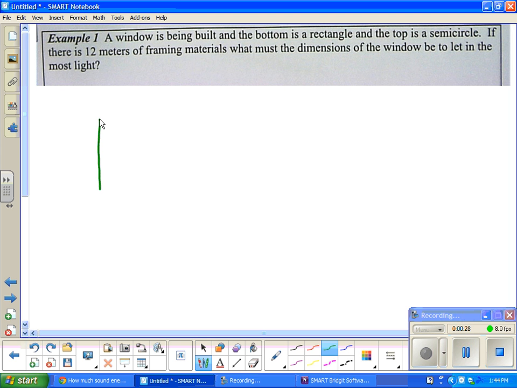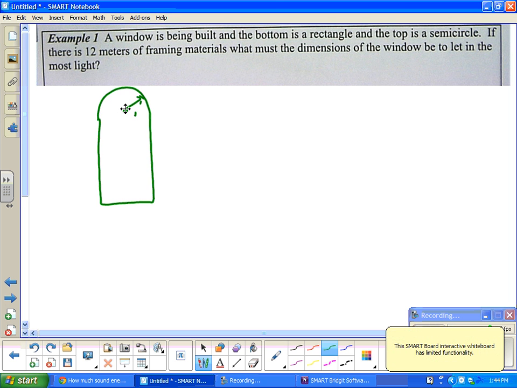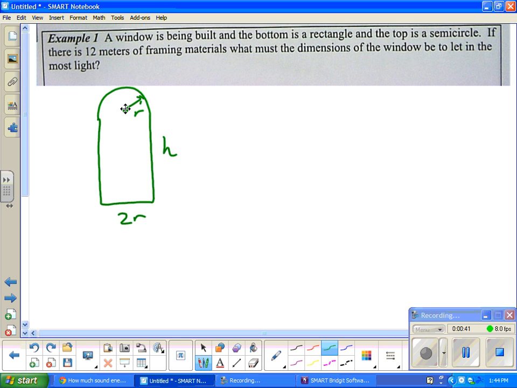So the window picture would be shaped like this. It's going to have some radius r, and if it's r at the top, we've got to agree this is 2r, and it's going to have some height of the rectangle, h. Well, I know that the perimeter 12 would be equal to h plus h, 2h, for the sides, plus the bottom, 2r. And then we know 2 pi r is a full circle, so we have half a circle, so how about plus pi r? That's our constraint. That's the framing material.